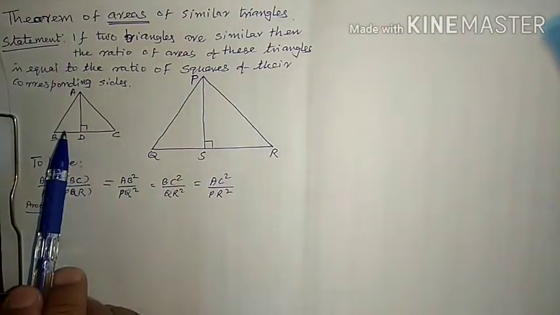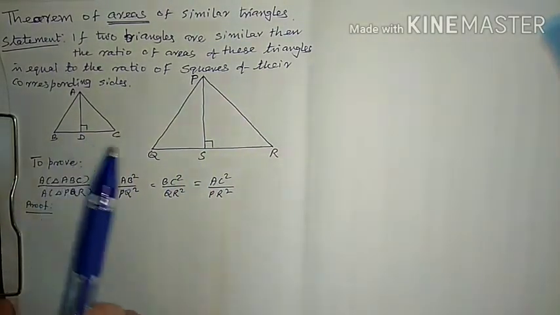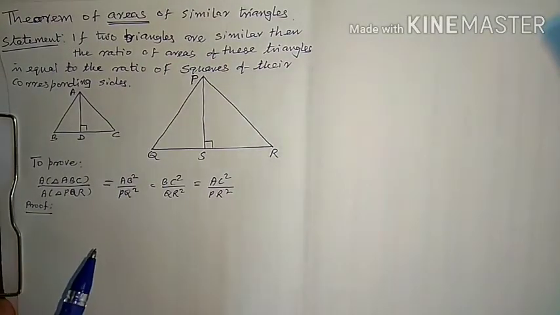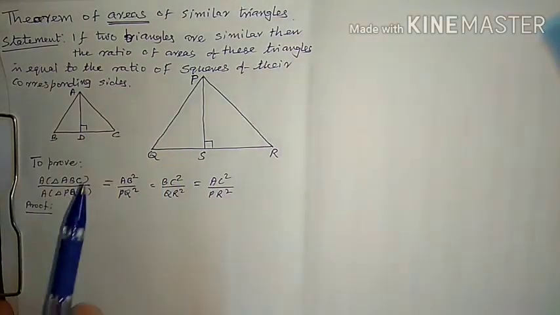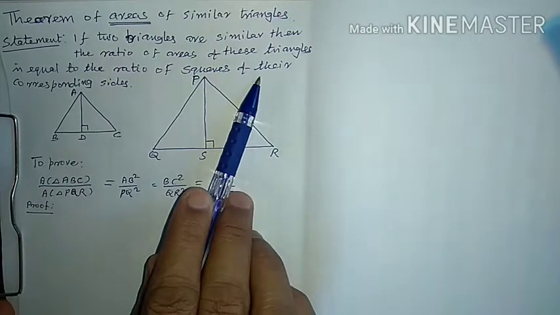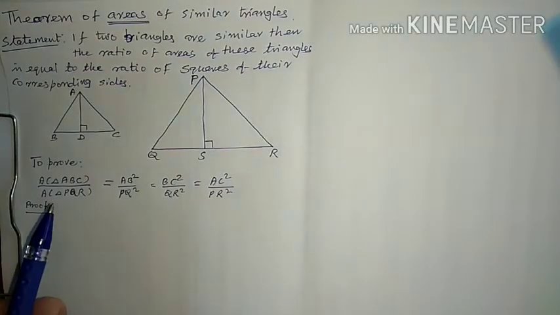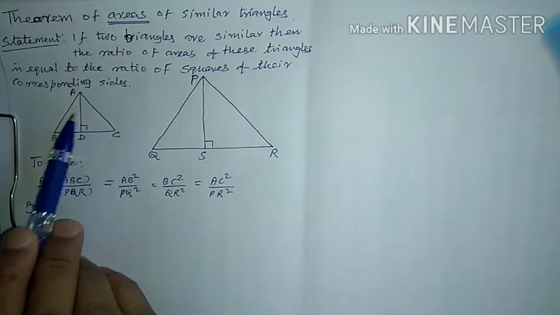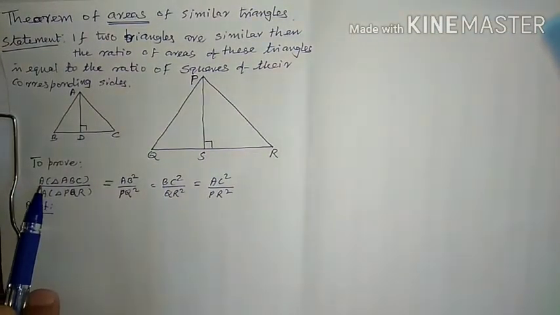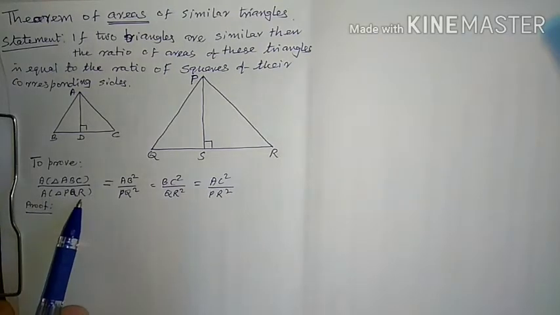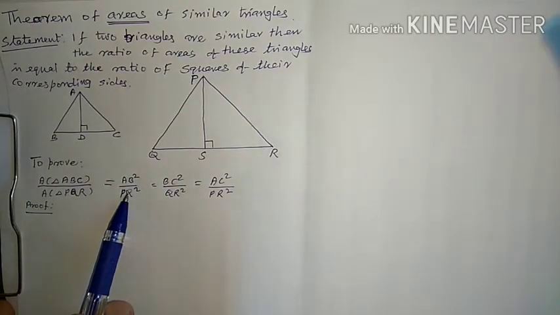What you have to prove? Ratio of areas of these two similar triangles, means area of first triangle upon area of the second triangle, is equal to the ratio of squares of their corresponding sides. That is, area of triangle ABC upon area of triangle PQR is equal to AB square upon PQ square.